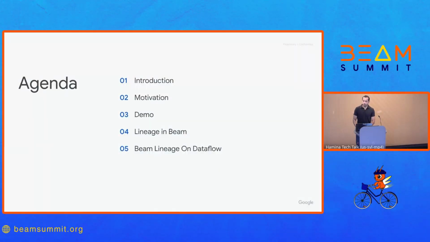We will start off with some introduction and motivation behind data lineage. Then we will dive right into a demo where we will show a Beam job emitting asset level lineage, and we will visualize it with a GCP service called Dataplex. Then we will go into talking about how we built the data lineage support in Beam, and how we use it in Dataflow.